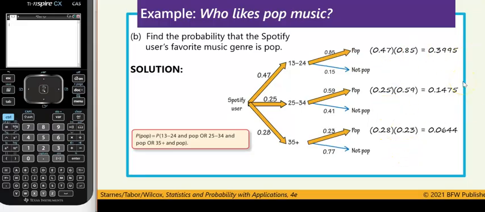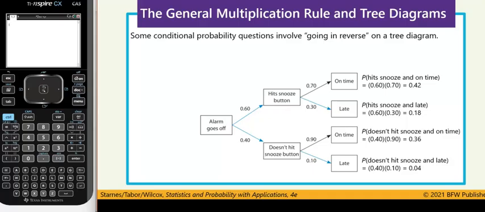All those results are going to add up to 100%. But if you just want the probability to be a pop listener, you add up the 39% plus the 14% plus 6%, and you're going to get the 61%-ish answer there. So 61% of folks overall listen to pop music. And that's a classic tree diagram right there, right? Some conditional probabilities while going in reverse on a tree diagram.